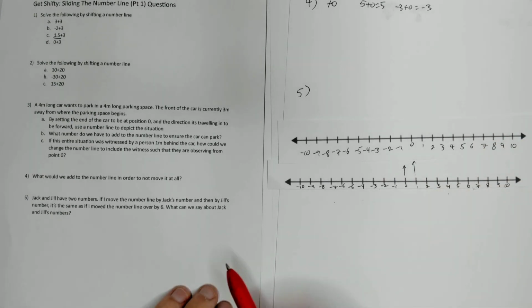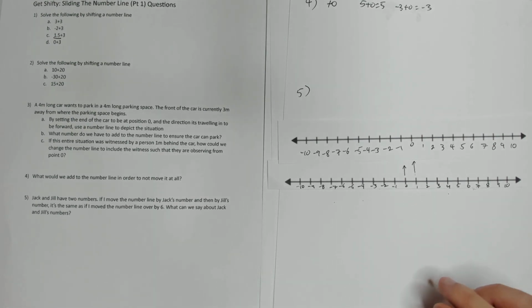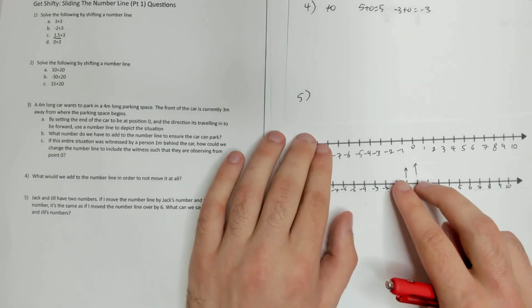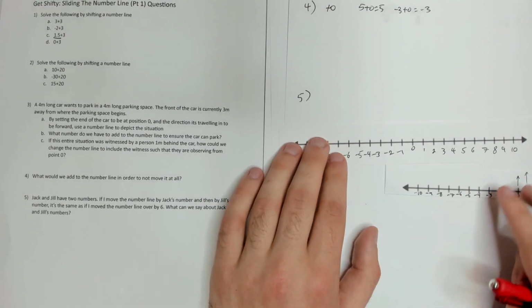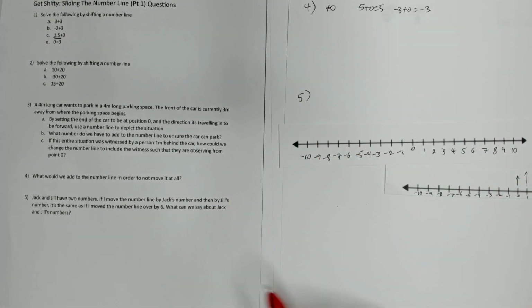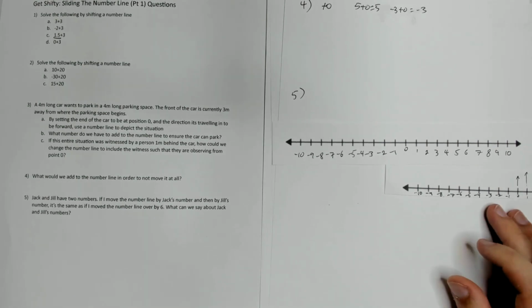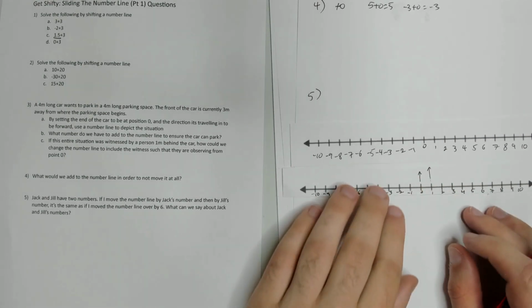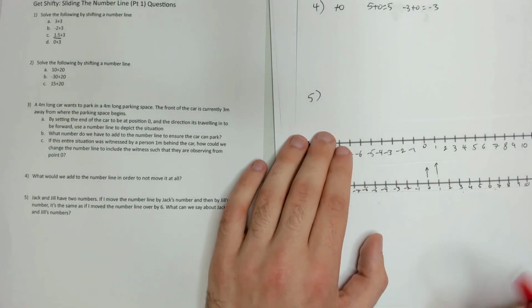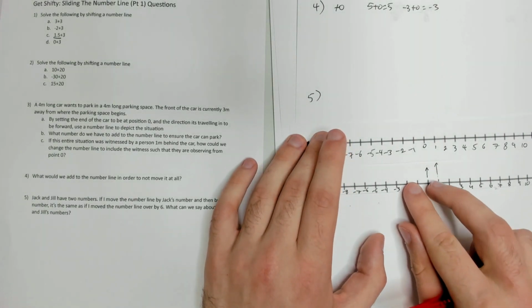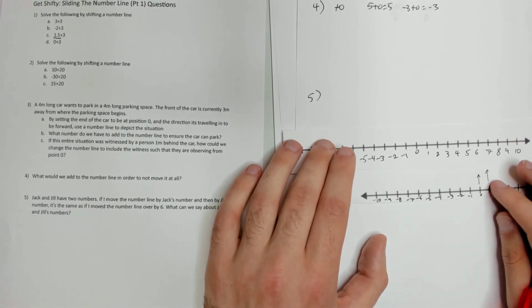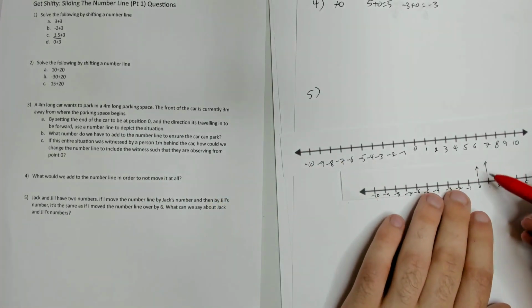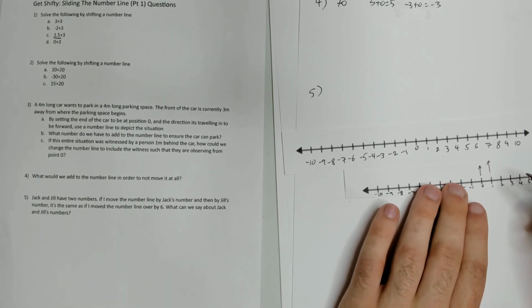And it says that if we move the number line up by Jack's number, so that would move it up by some amount. We don't know what Jack's number is, though. And if we move it up by Jill's number, again, don't know what that is, it's the same as if we move the number line over by 6. So moving the number line over by 6, we know how to do that, right? We just move it up by 6. 1, 2, 3, 4, 5, 6, right? So we see that 0 corresponds to 6, 1 corresponds to 7. So we've effectively moved the number line over by 6.